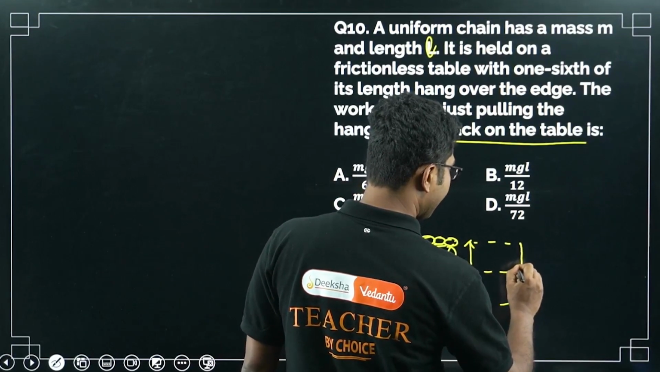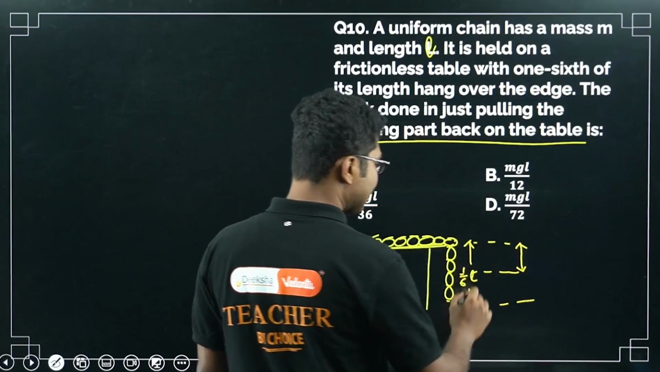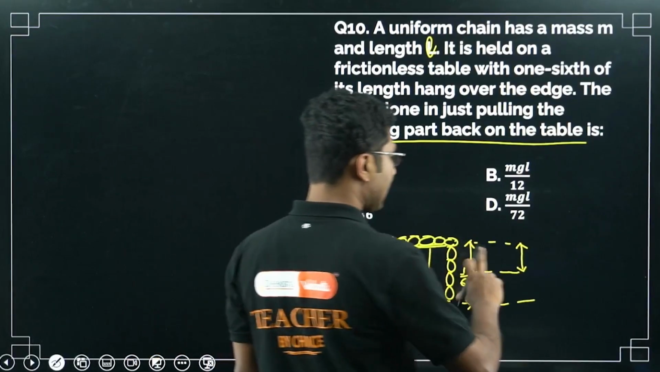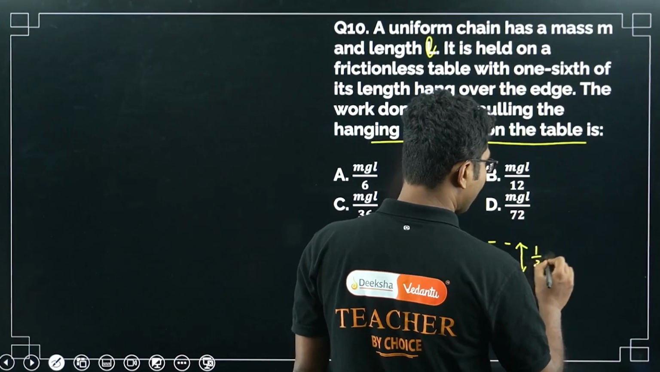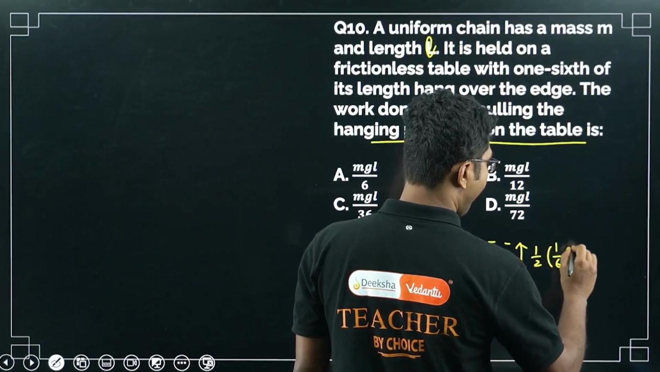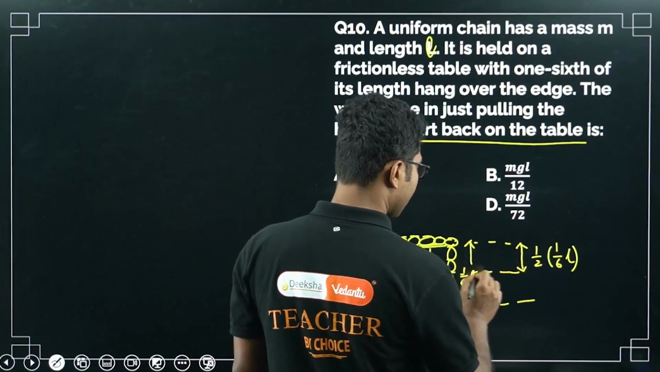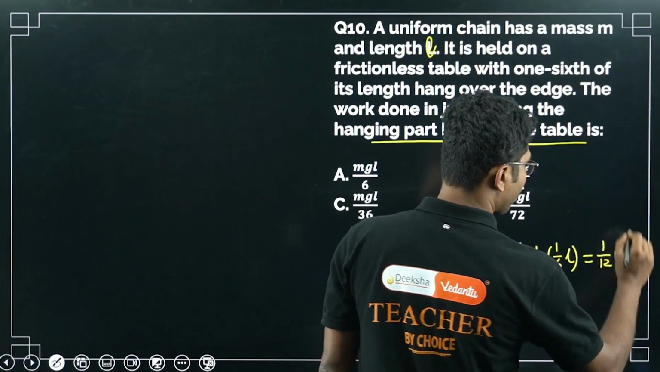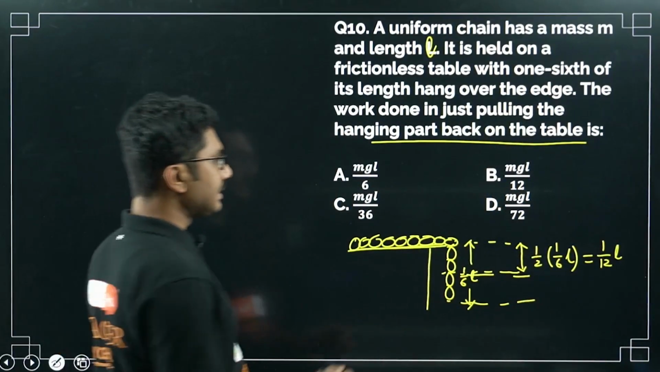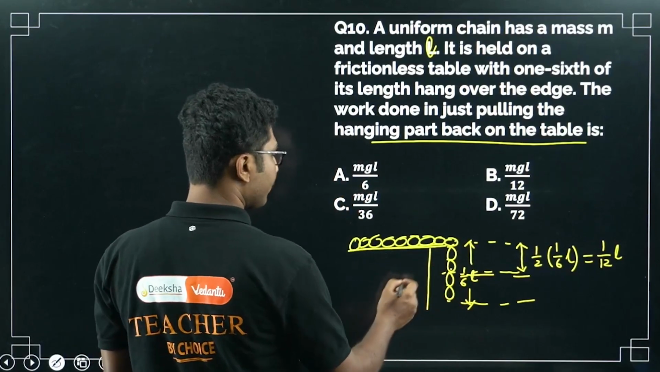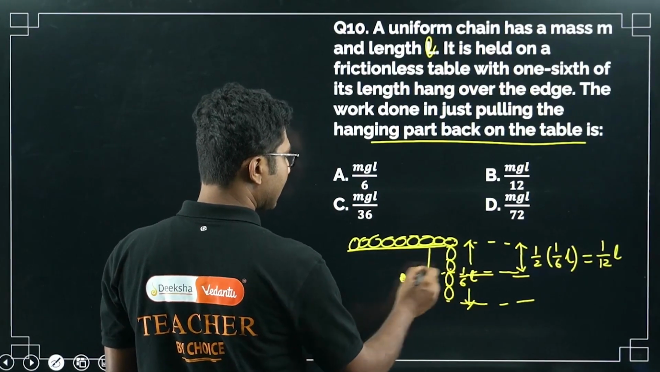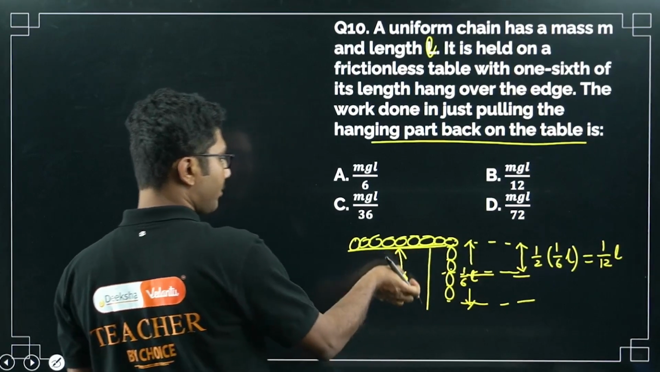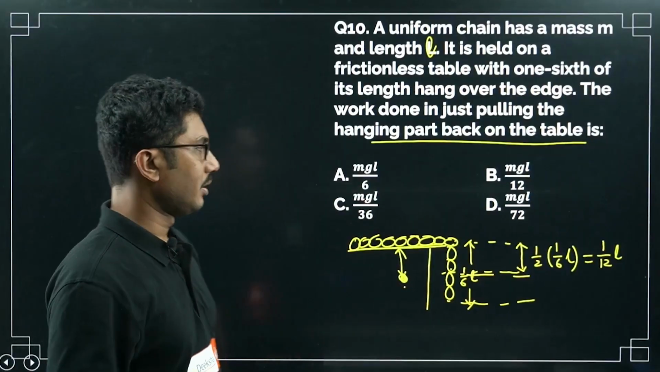So what is this height? This is 1/6 L, right? 1/6 of the length is hanging, so this is 1/6 L, so the center of mass will be at half of that, 1/12 L. Here you can consider that all the mass of this wire is concentrated, so you can consider this to be a point mass, and how much work you want to do to lift this object from here to here. Basically that is the thing you are doing, right?